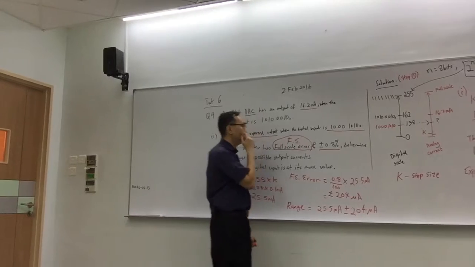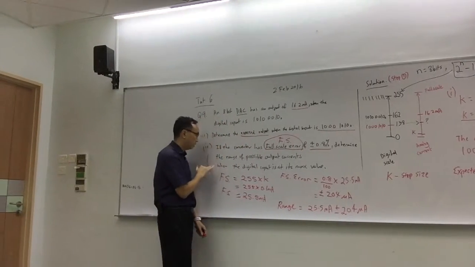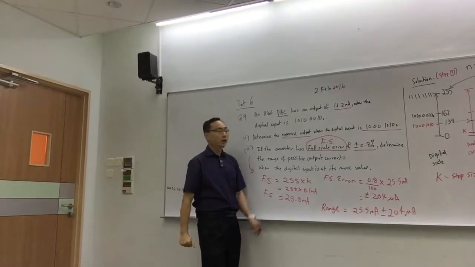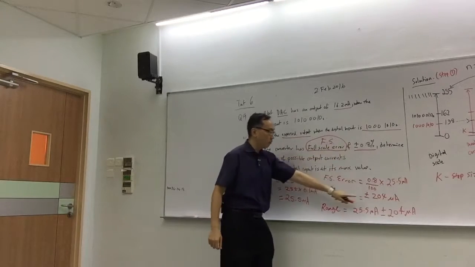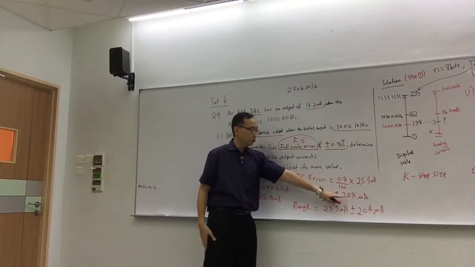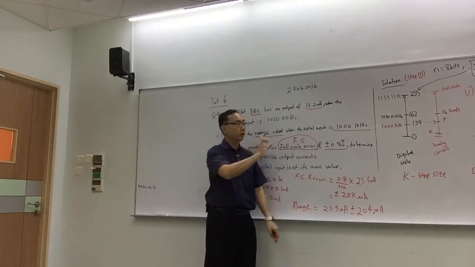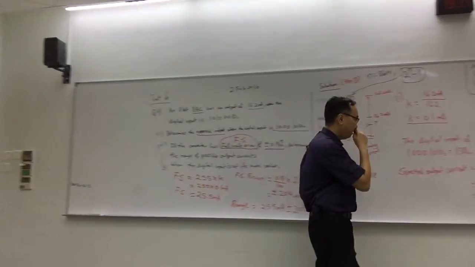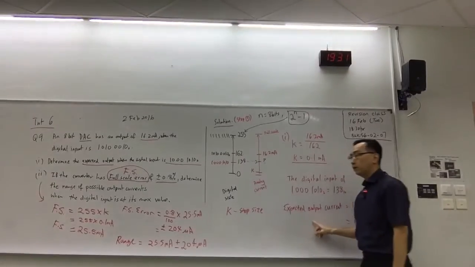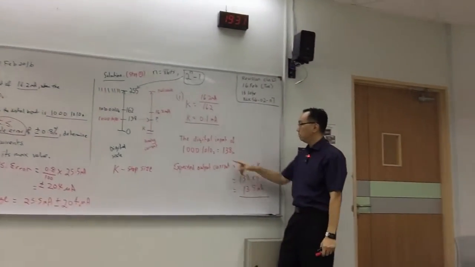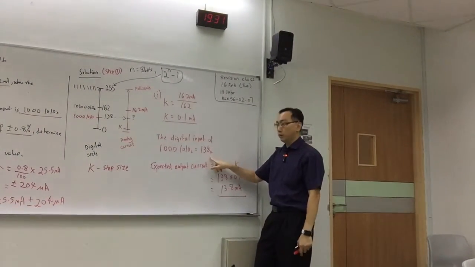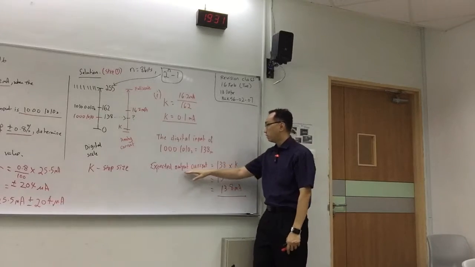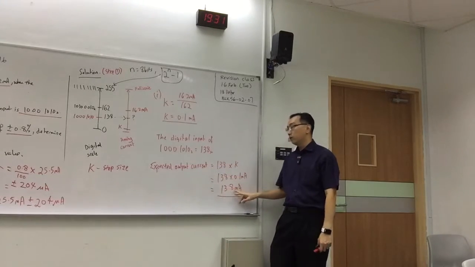Okay, one good point. Additional question, maybe I can continue with a part 3. Given the full scale error that you found already, plus minus 204 microamp, I give you another digital value. I tell you what is the expected output value. Let's say the same digital input, 138. Just now you calculated the expected current is 13.8 milliamp, right?